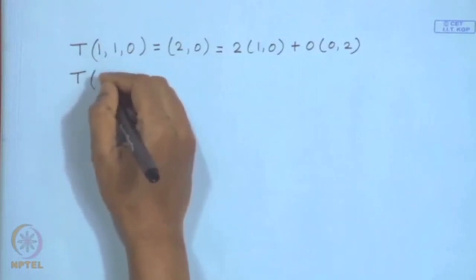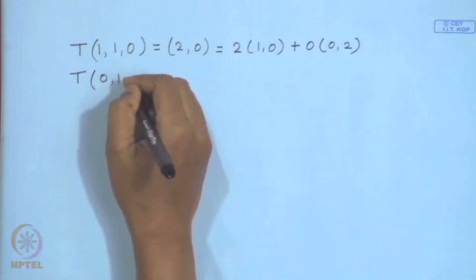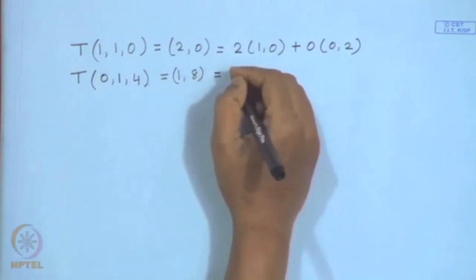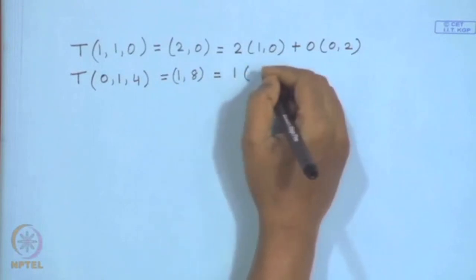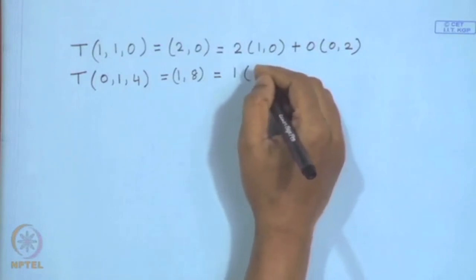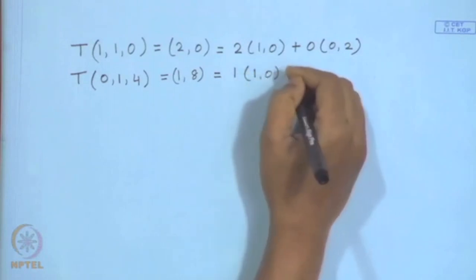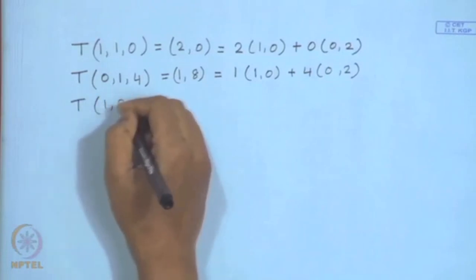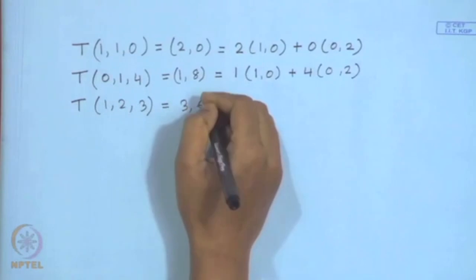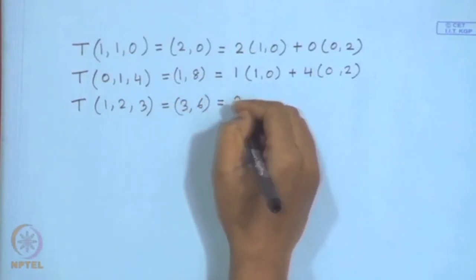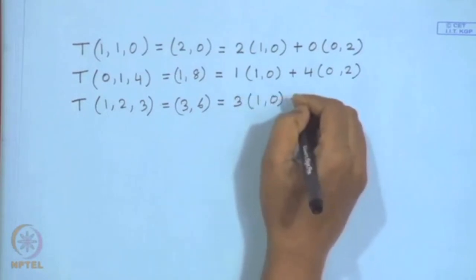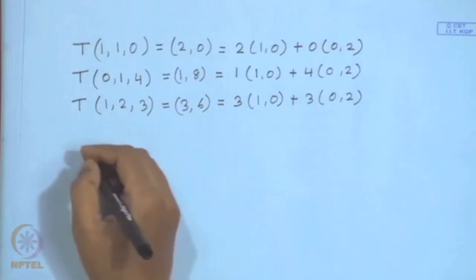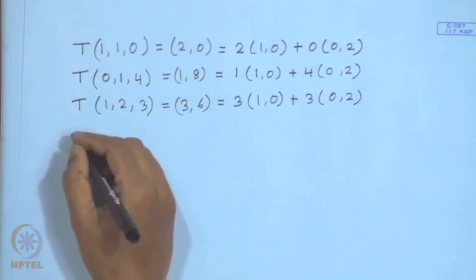The image of the next basis vector 0 1 4 is 1 8, and this can be written as a linear combination of basis vectors in R2, or in the range of T, as 1 times 1 0 plus 4 times 0 2. Then the image of 1 2 3 is 3 6 from the definition of this T, and this can be written as 3 times 1 0 plus 3 times 0 2. So from these coefficients we get the matrix of T.